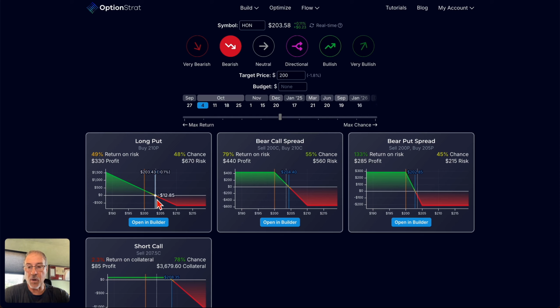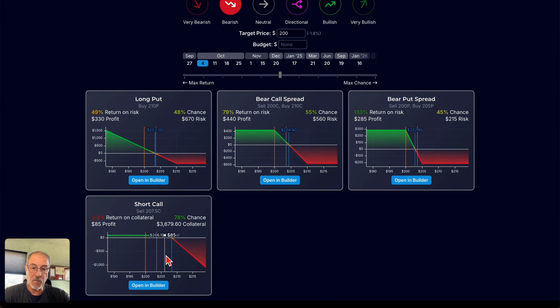I could look at purchasing a long put, and that gives me a potential profit range here, an amount of risk, and a percent chance of that being a profitable trade. When I look at all of these different potential variations, the short call requires a massive amount of collateral because that is basically unlimited upside risk.